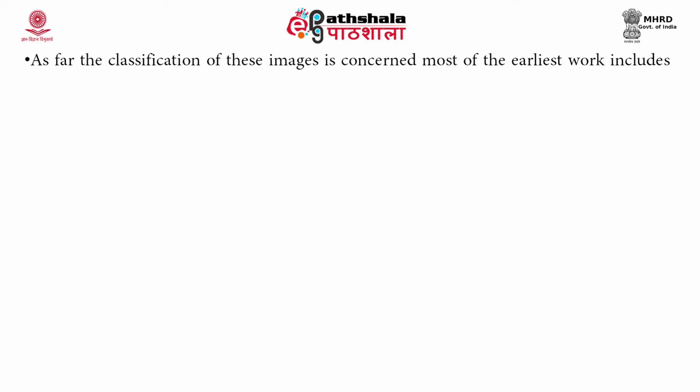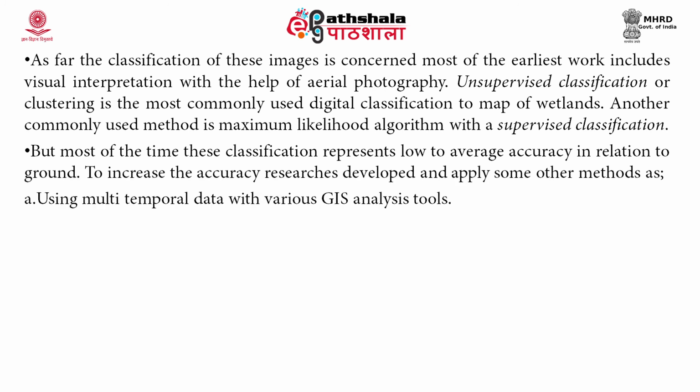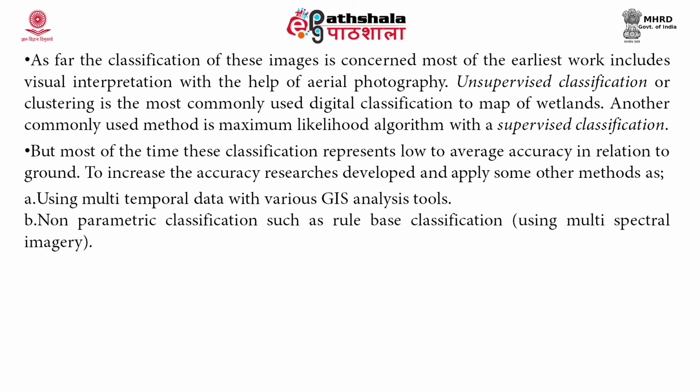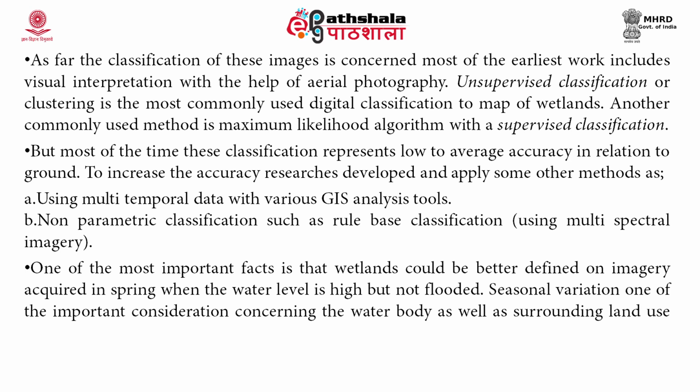As far as the classification of this image is concerned, most of the earliest work included visual interpretation with the help of aerial photography. Unsupervised classification or clustering is the most commonly used digital classification to map wetlands. Another commonly used method is the maximum likelihood algorithm with supervised classification. But most of the time these classifications show low to average accuracy in relation to the ground. To increase the accuracy, researchers developed and applied methods such as using multi-temporal data with various GIS analysis tools, and non-parametric classification such as rule-based classification using multispectral imagery.